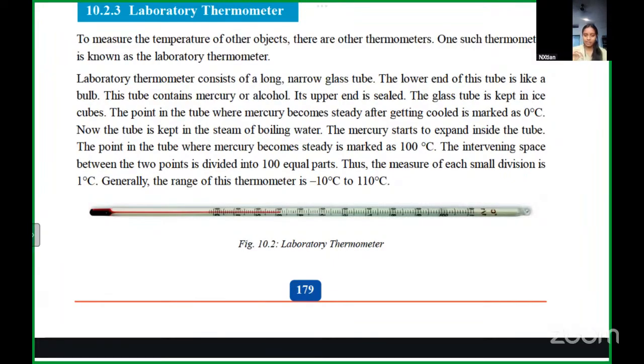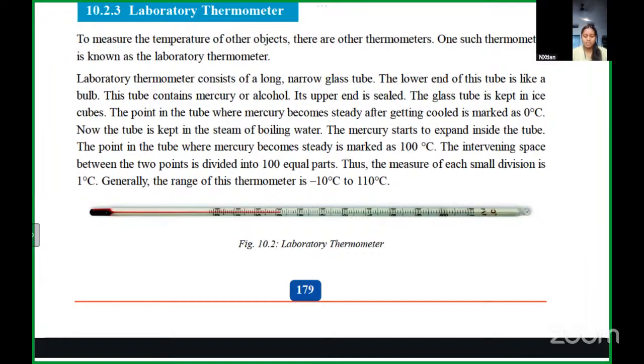The clinical one measures human body temperature. The laboratory one measures the temperature of other objects, such as chemicals. It consists of a long, narrow glass tube. The lower end of the tube is like a bulb, and it contains mercury or alcohol, and its upper end is sealed.